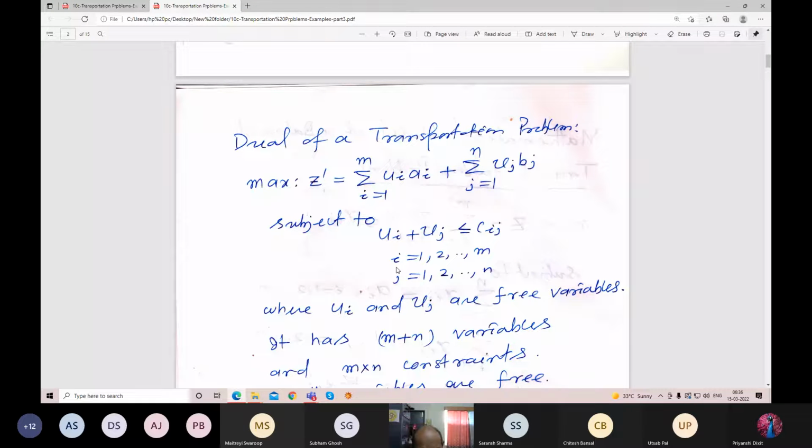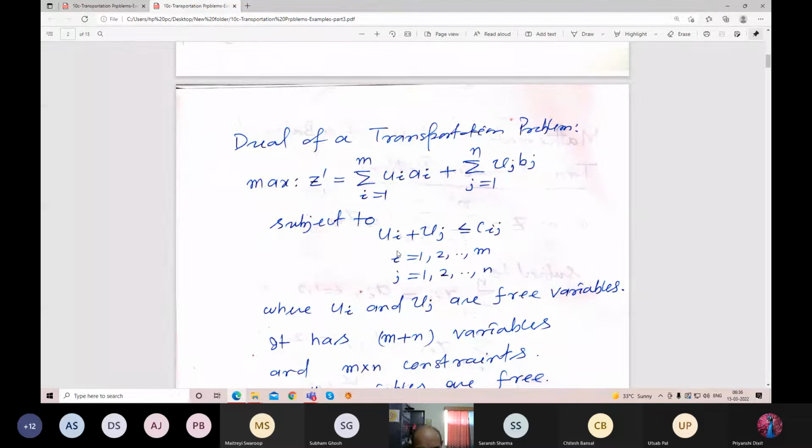No, sir. Okay. Subject to ui plus vj less than or equal to cij. And now the question is how we are able to write this. I will just explain using a small example. ui plus vj less than or equal to cij.